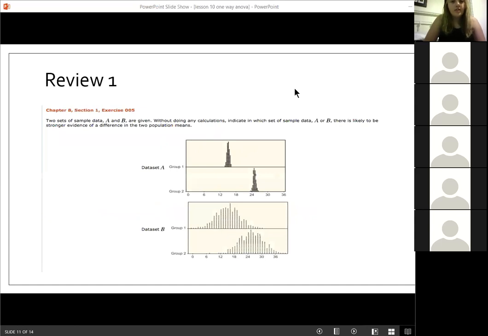So my first one says that we have two sets of sample data, A and B. Without doing any calculations, indicate for which set of sample data, A or B, there's likely to be stronger evidence of a difference in the two population means. So go ahead and look at these data sets and let me know what you think the answer would be.